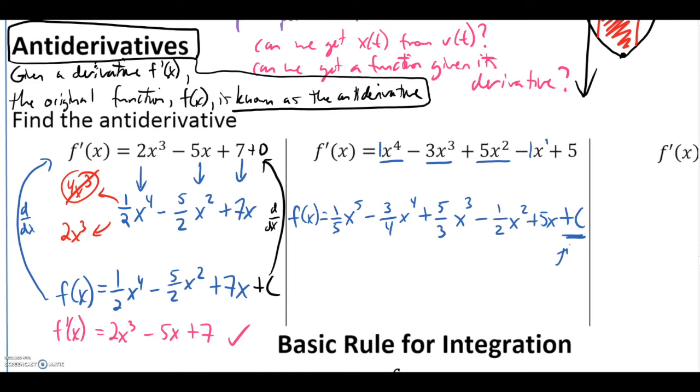And just to formally write this note down, we could have any constant here because its derivative is 0.